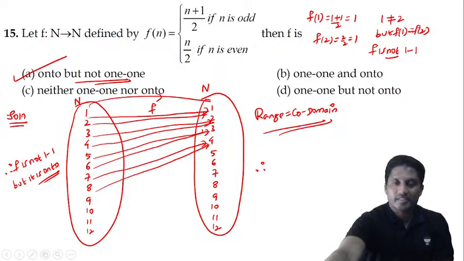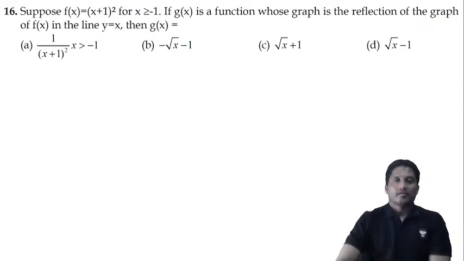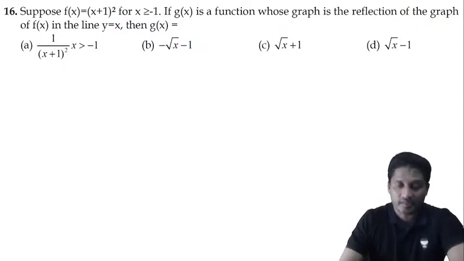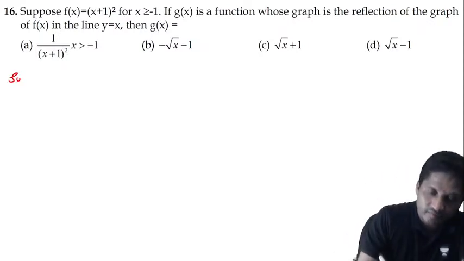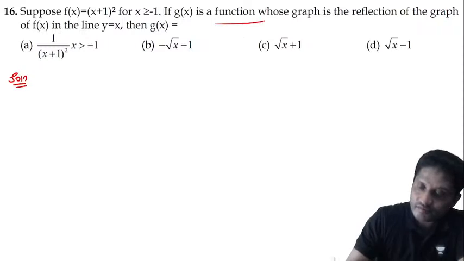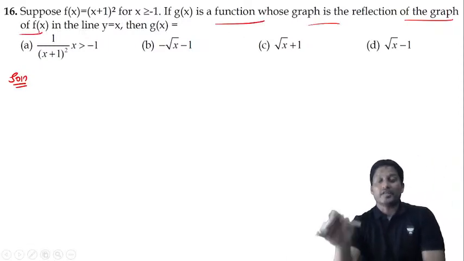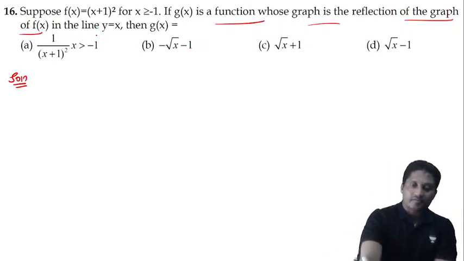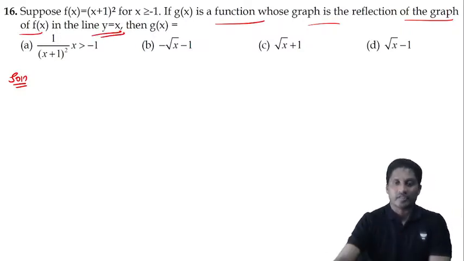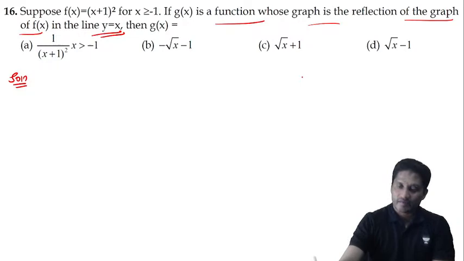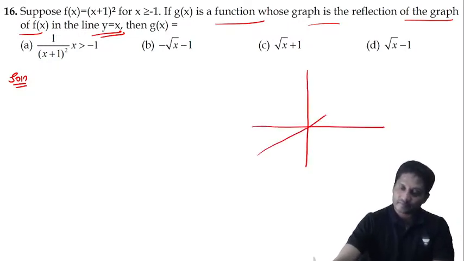Let's move to the next question. Suppose a function f of x is equal to (x plus 1) the whole square. Now g of x is a function whose graph is a reflection of the graph of f of x. Whenever it is a reflection of a graph with respect to the line y equal to x, then it should be the inverse of it. I'll give an example. Let's say this is the line y is equal to x.